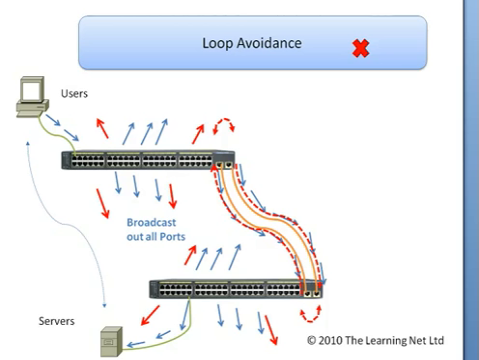We will go into broadcast storms in some other videos. I'll actually show you what a broadcast storm looks like. But obviously, we need to prevent the storm from happening in the first place. And that's what switches do. They prevent loops. And they use a technology known as spanning tree.